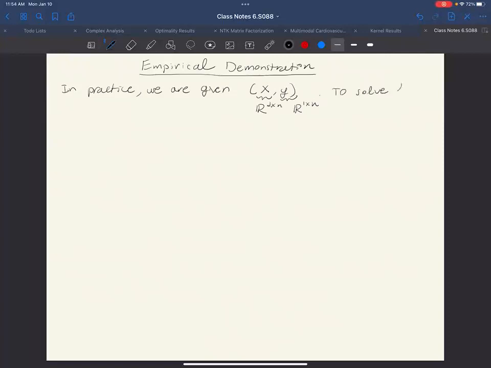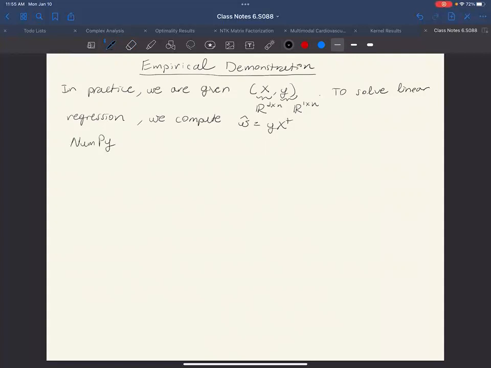To solve linear regression, we compute W hat equals Y X dagger. Okay, and how would you actually do this on the computer? Well, conveniently, you have a lot of libraries out there to help you. One of them is the NumPy library.